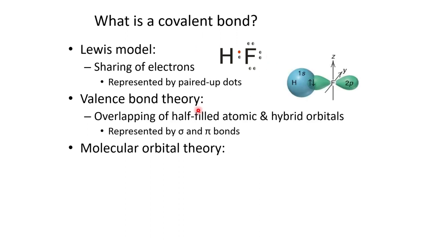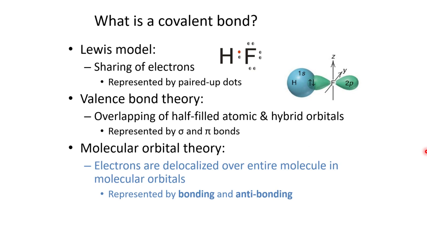In the valence bond theory, we show overlapping half-filled atomic and hybrid orbitals. So we have like the 1s orbital and then a 2p orbital that has 1 electron in it. And the overlap here forms that sigma bond. Okay, we also talked about pi bonds for double and triple bonds.